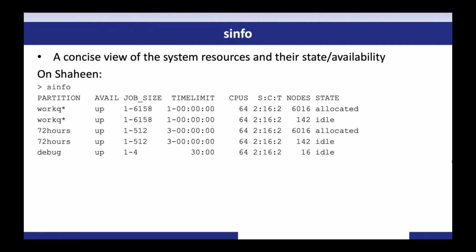Columns 7 and 8 together show the number of nodes and their states in each partition. For example, in the report we are seeing 6,016 nodes on work queue are allocated at the moment, whereas 142 are in idle state.